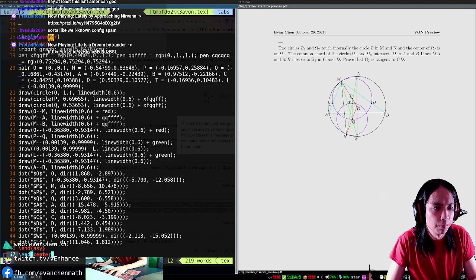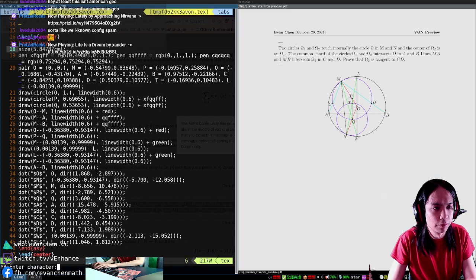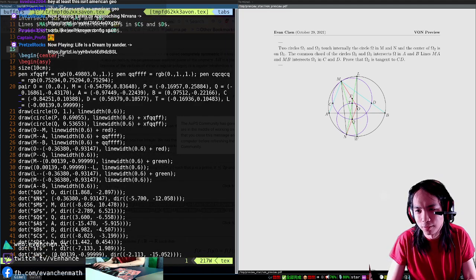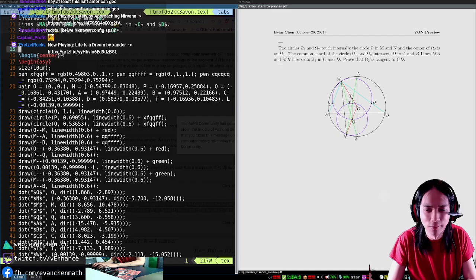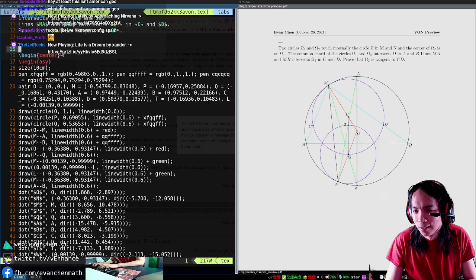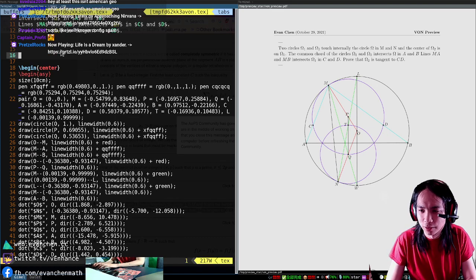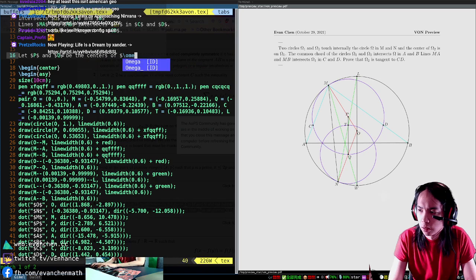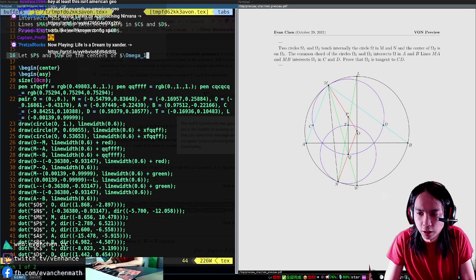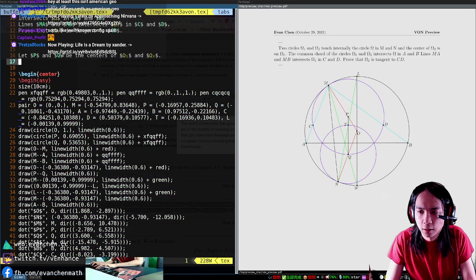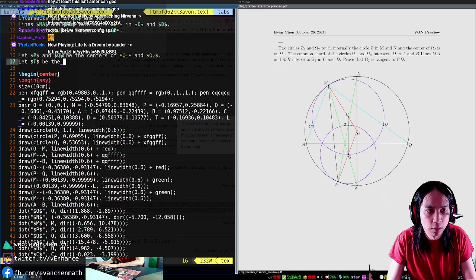Okay, so we can blow that diagram up a lot. That's very small. Okay, so this is going to be really convoluted, but I don't have much choice. Okay, so definitions are: let P and Q be the centers of omega 1 and omega 2.